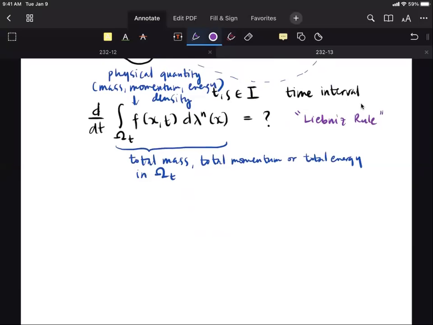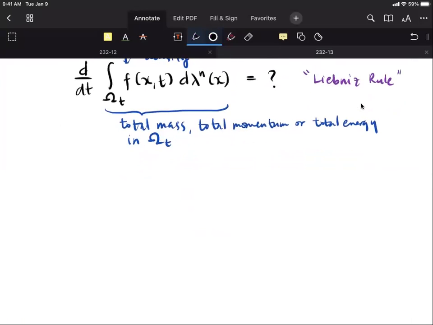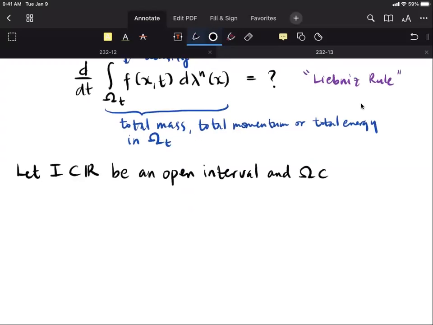Okay, so let us state now the Reynolds theorem more precisely. So consider an open interval in R, denoted by I, and a subset omega in R^n, that is the reference domain, be a C^1 domain.